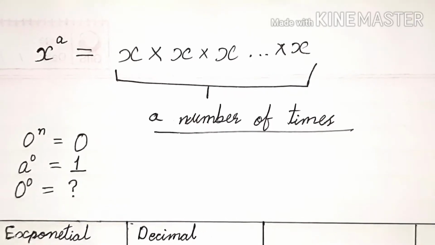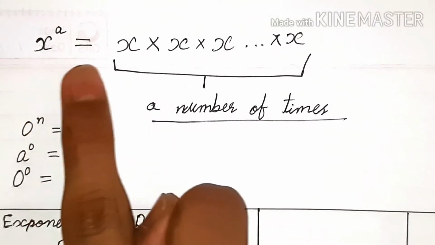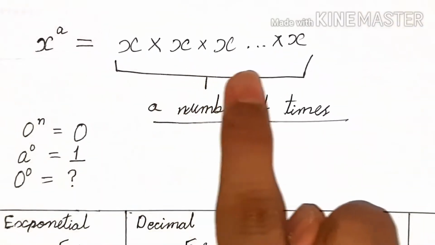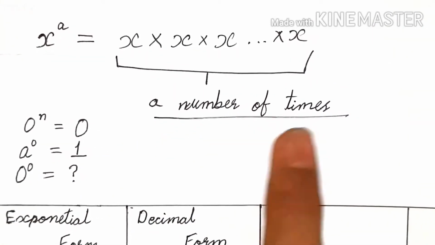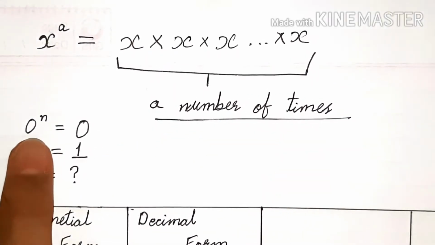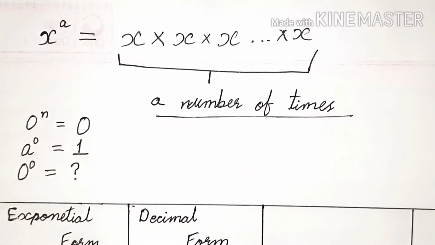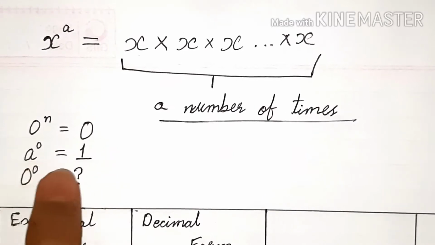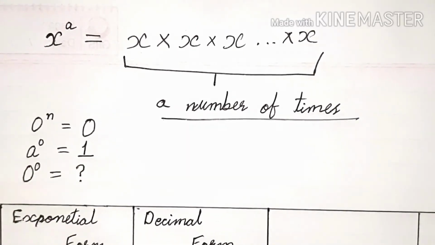Okay, so to start with, we all know that x raised to a equals x into x into x into x a number of times. We also know that 0 raised to n equals 0. That means 0 raised to anything equals 0. We also know a raised to 0 is 1. That means anything raised to 0. Over here, the question arises, what is 0 raised to 0?